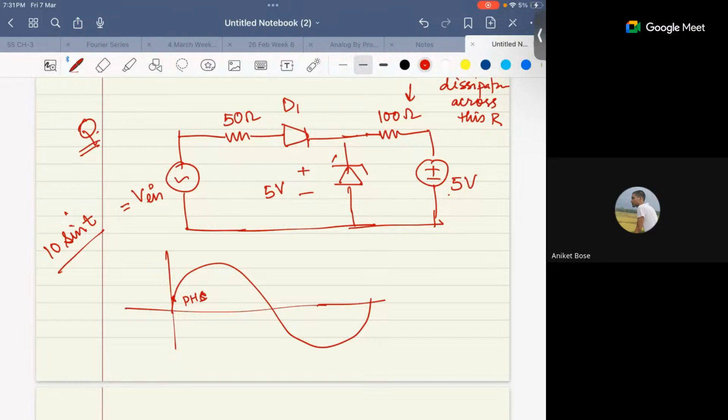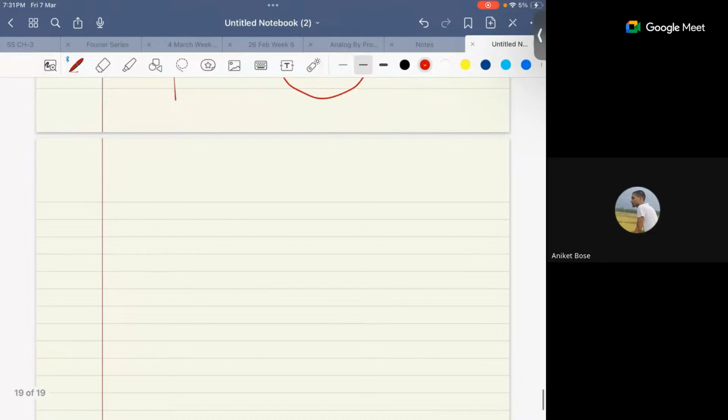See, in the positive half cycle itself, you have started from 0, right? Now you think that the P side is connected to a very small voltage and the N side has a higher voltage of 5 volt, right? You thought, okay, D1 is off. That means you will replace it with an open circuit. If you replace it with an open circuit, what will happen?